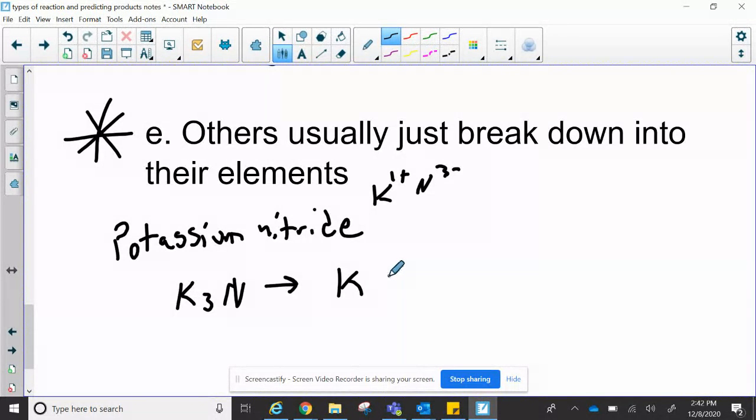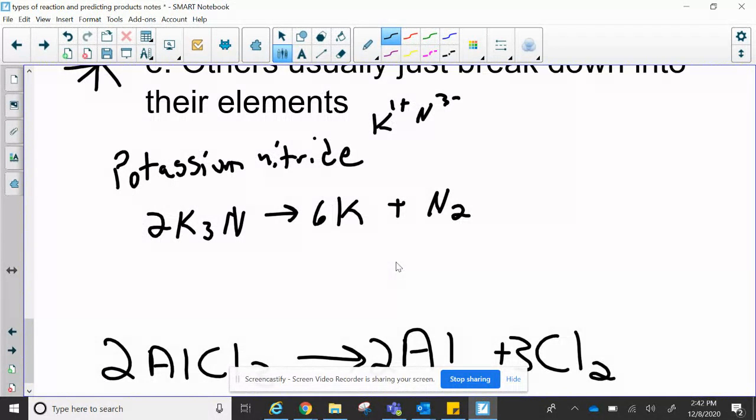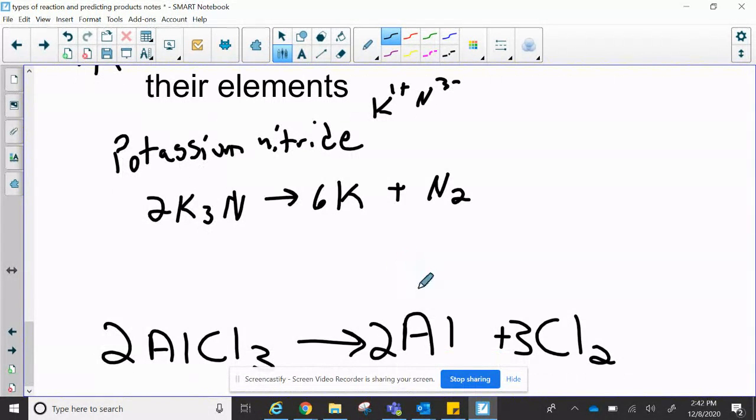It's not part of Brinkelhoff, so it doesn't get a 2 when it's by itself. Nitrogen is part of Brinkelhoff, so it does get a 2 when it's by itself. Then we have to balance that equation, and that's it. It just breaks down into separate elements. So that's a decomposition. Another example here is AlCl3 breaks down into aluminum and chlorine.